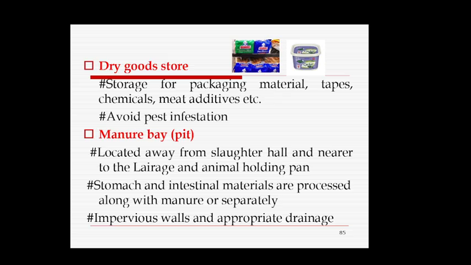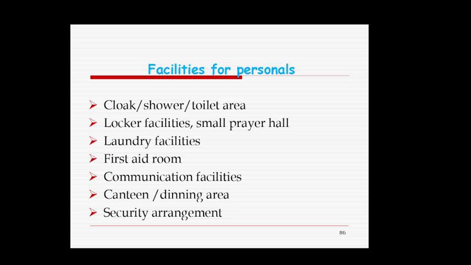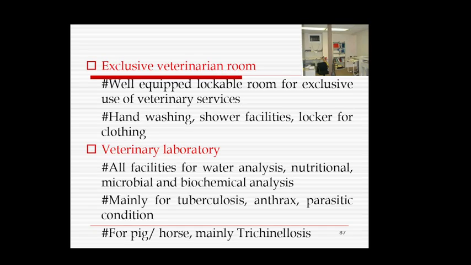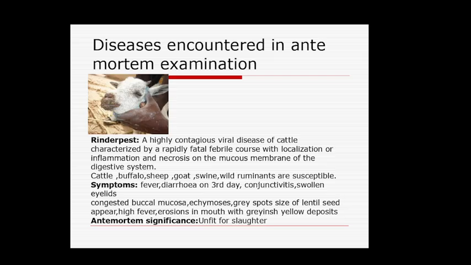We have the dry goods store for packaging, manure bay to keep the manure separately, and facilities for personnel: cloak room, shower room, lockers, first aid, communication, canteen, security. Then we have the exclusive room for veterinarians and the veterinary laboratory, for diseases encountered in antemortem examination.